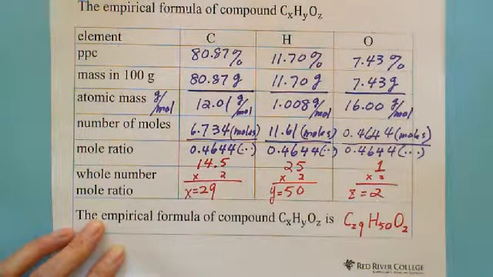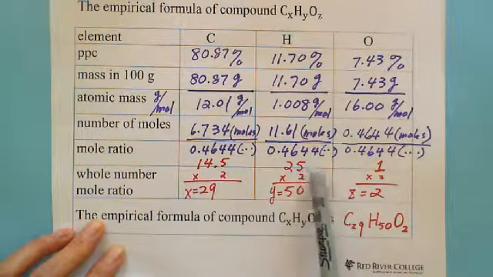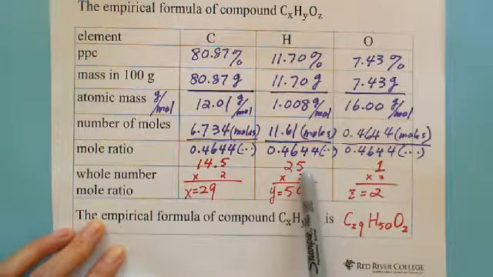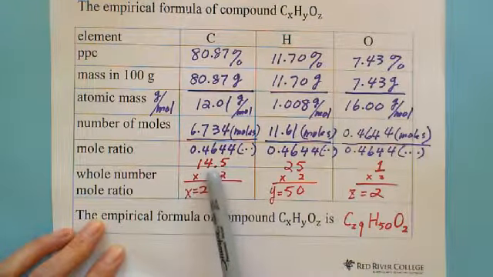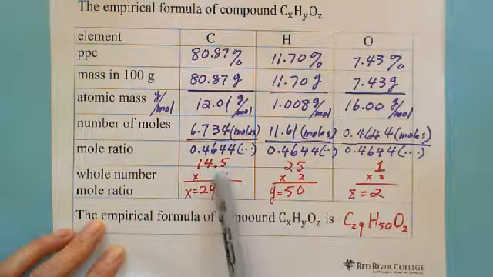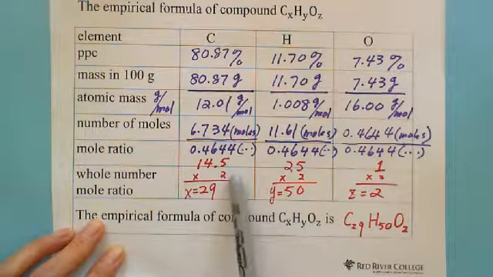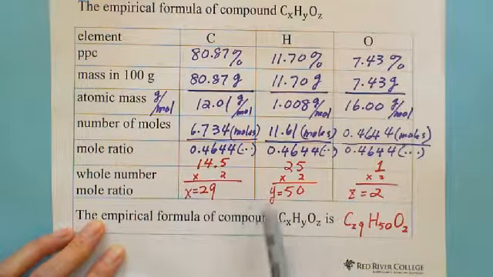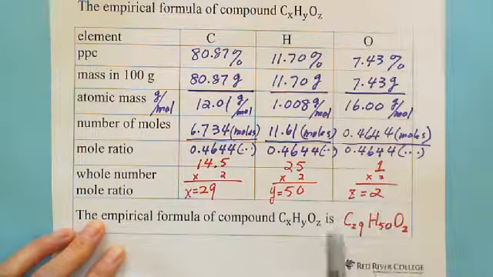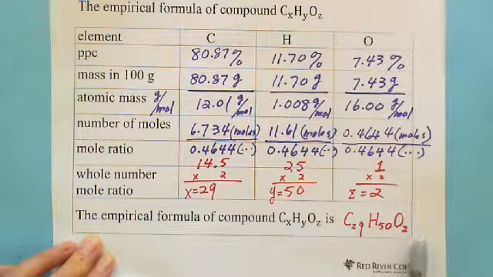Sometimes you just get a whole number. Sometimes if you get 24.9, just round up to 25, right? But in this case, I just show you something that you cannot round: 14.5 you cannot round to 15, because 14.5 is still a big difference from 14.999. So you need to multiply by 2, making 29, then 50, then 2. Then the empirical formula of this compound is C29H50O2.